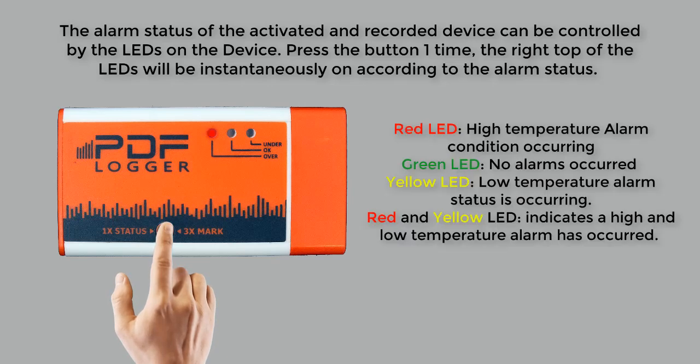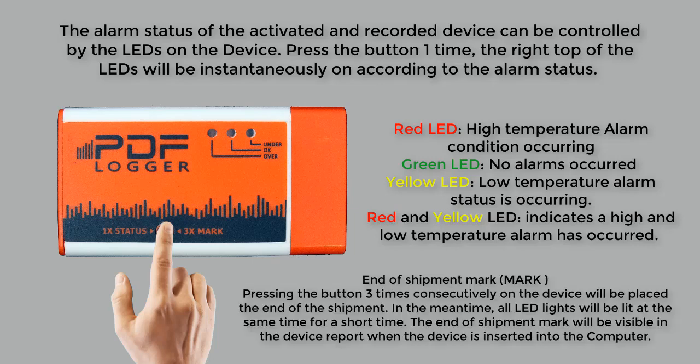Red LED, high temperature alarm condition occurring. Green LED, no alarms occurred. Yellow LED, low temperature alarm status is occurring. Red and yellow LED indicates a high and low temperature alarm has occurred.